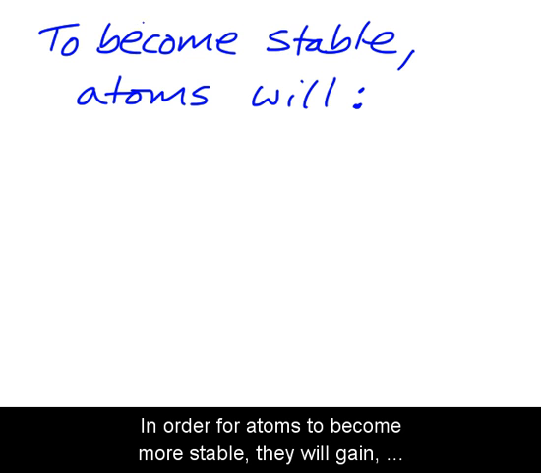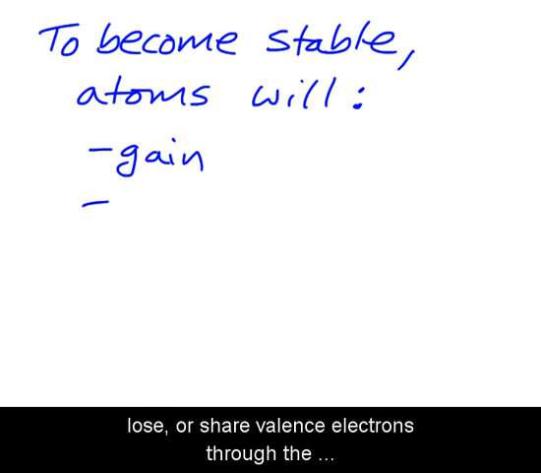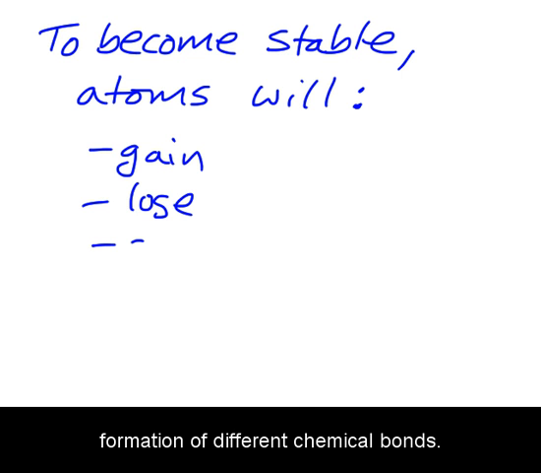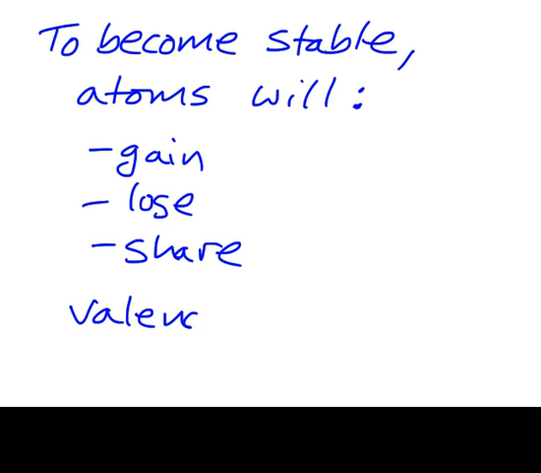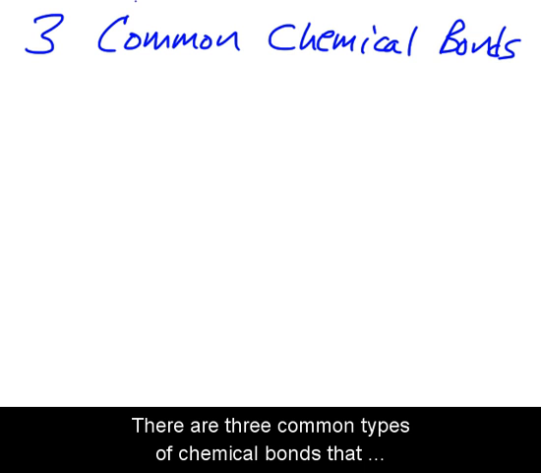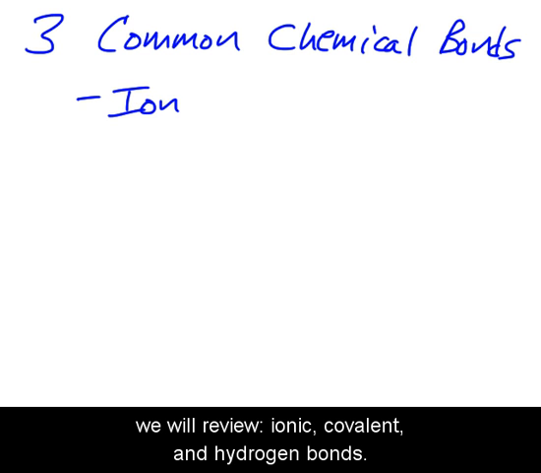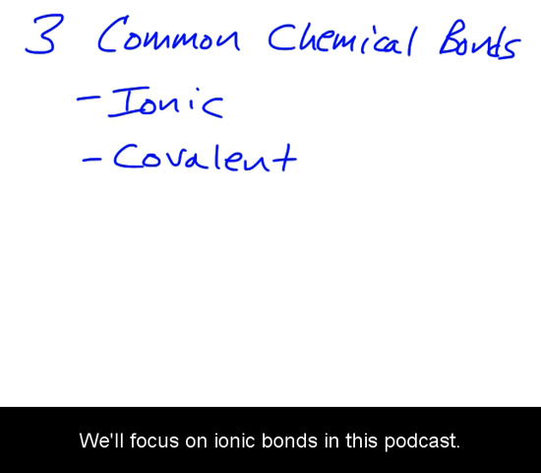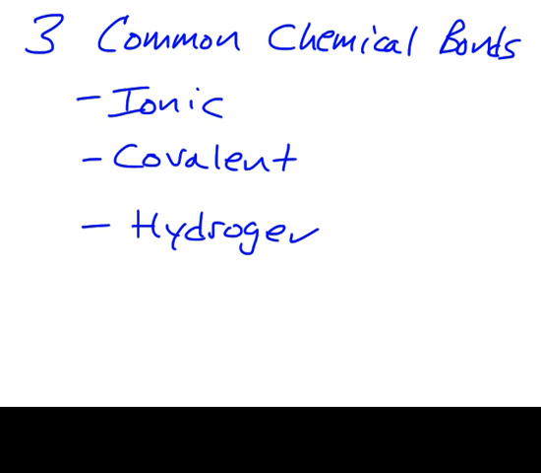In order for atoms to become more stable, they will gain, lose, or share valence electrons through the formation of different chemical bonds. There are 3 common types of chemical bonds that we will review: ionic, covalent, and hydrogen bonds. We'll focus on ionic bonds in this podcast.